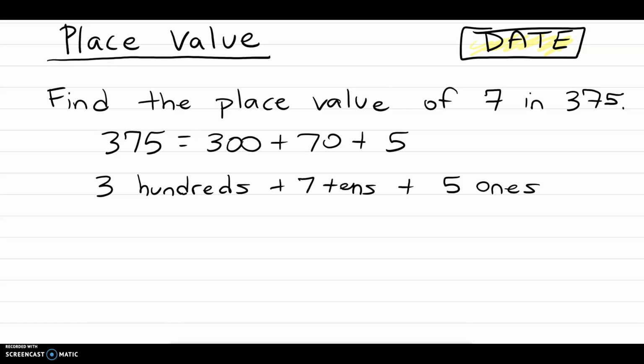So to figure out the place value of the 7, it's essentially how we're reading it. We have 3 hundreds, 7 tens, and 5 ones. So the place value of the 7 is the tens place. So in 375, 7 is in the tens place.